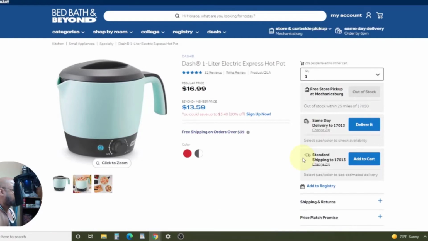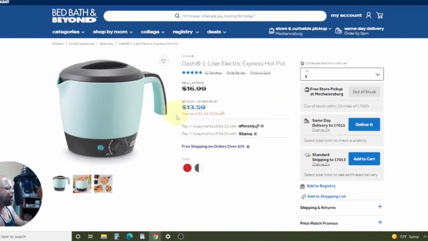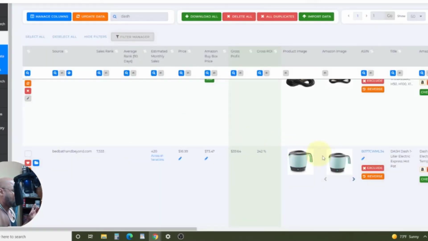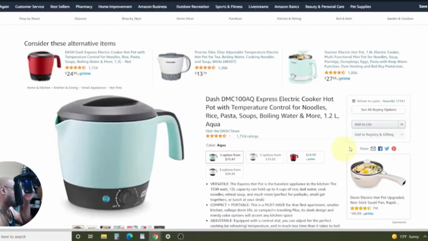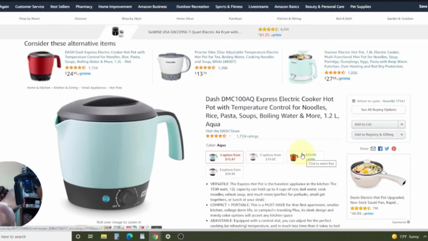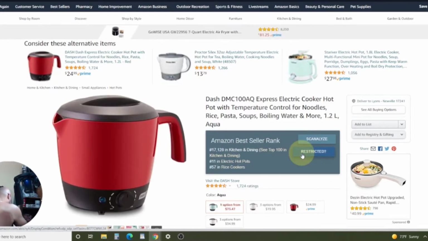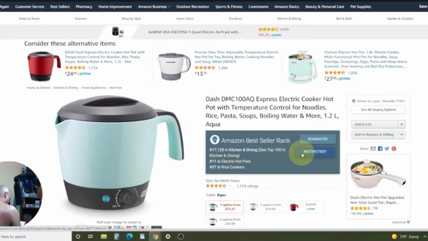Oh, that's what it was. I'm a Beyond member, or Beyond Plus member. So that's why I got it for that price. Okay. And here we go again. We can look at the product if you just click on the Amazon image and make sure we're looking at Aqua, right?